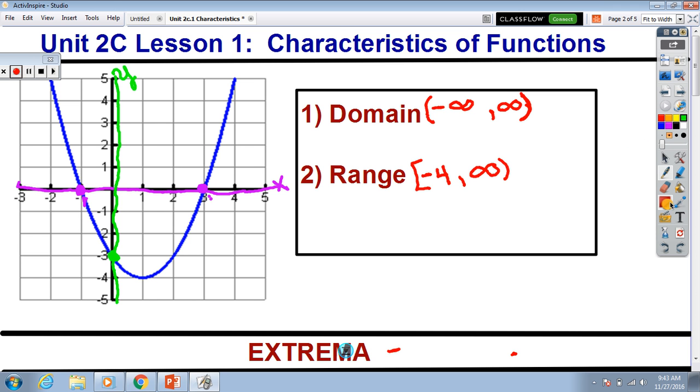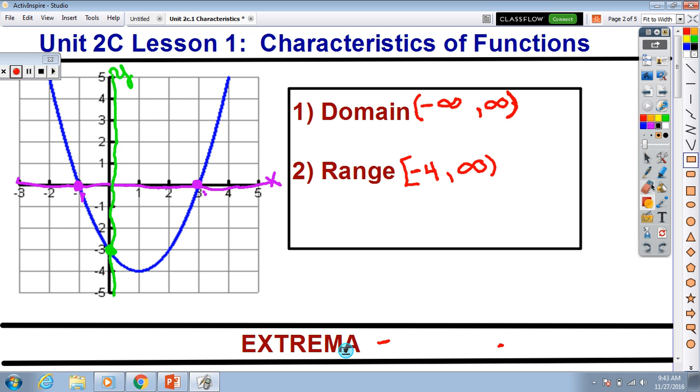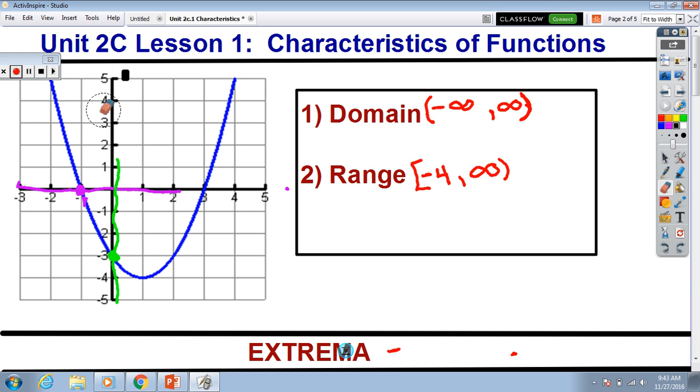Let me clear up my little images that I have here. Okay, excuse that little square that's up there in the corner.